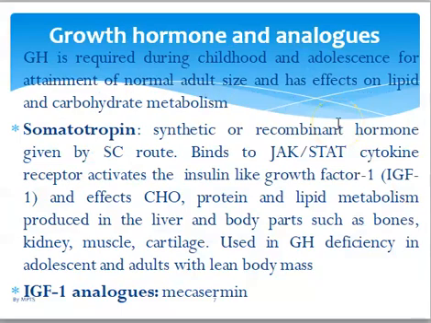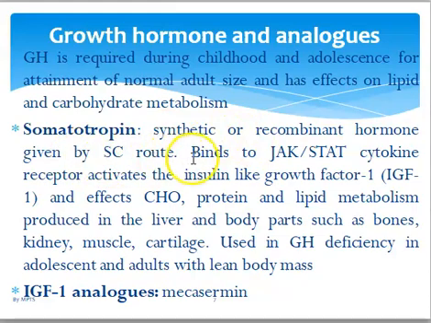Let's look at the growth hormone and the analogues of growth hormone. Now, growth hormone we know is required during childhood, in growth, and also in adolescence to attain normal size, and has effects on lipid and carbohydrate metabolism. Now, the analog of growth hormone is somatotropin. Of course, this is a synthetic product, a recombinant hormone.